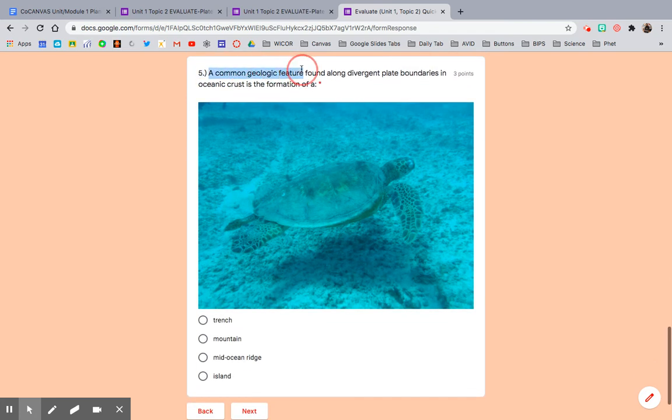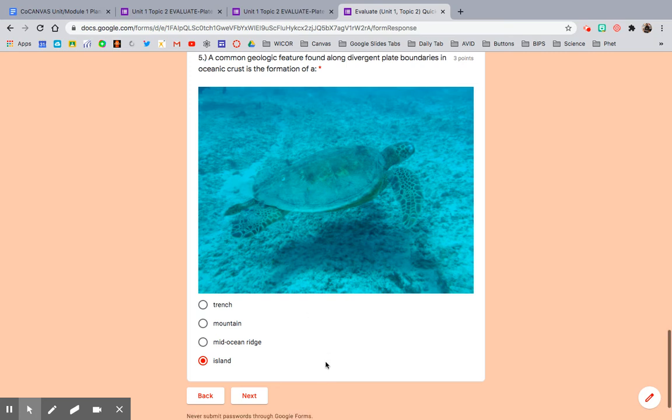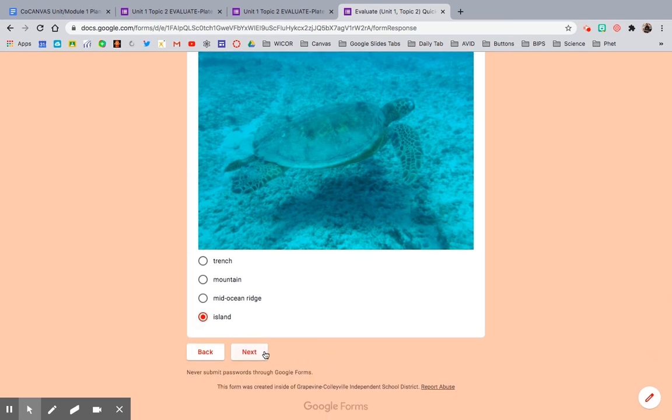Number 5, a common geological feature found along divergent plate boundaries in oceanic crust is the formation of a what? So, what geological feature is found at a divergent boundary in ocean crust? Is it a trench? Is it a mountain? Is it a mid-ocean ridge? Or is it an island? Cute little turtle. So remember, y'all, I'm just picking the last one so I can move forward.